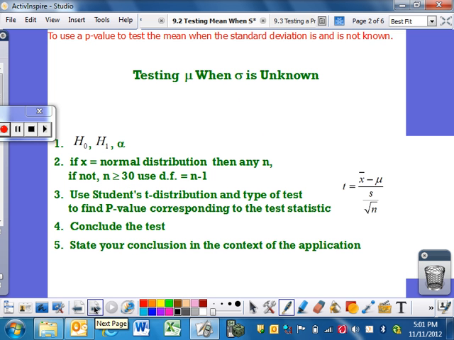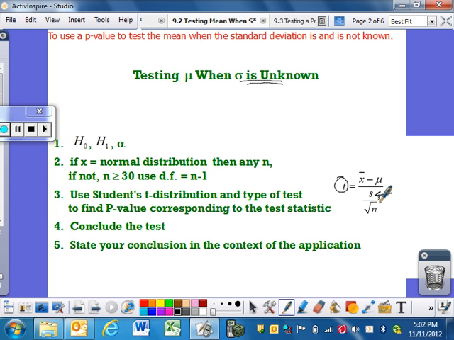What's different about today? The only difference is that your standard deviation is not known. So then we're going to instantly jump to a t-score. What's the only difference? You do not have the population standard deviation. You're going to have to use the sample standard deviation, which should be given in your problem.